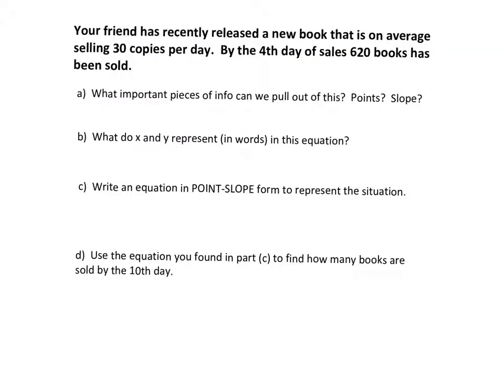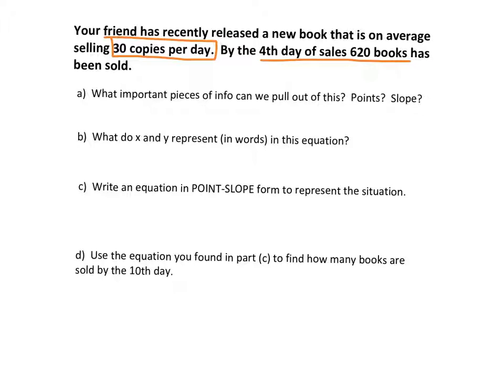And finally here, we're going to take a look at a word problem. So let's start off by reading this and underlining what we think is important. It says, your friend has recently released a new book that is on average selling 30 copies per day. By the 4th day of sales, 620 books have been sold. So this first question here says, what pieces of information can we pull out of this? A couple of key things that I want you to know.